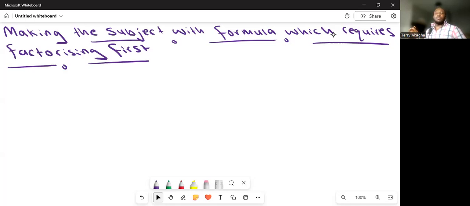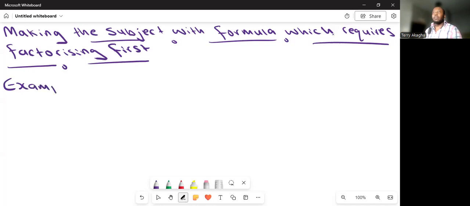Now, the most important thing here is that when you're changing the subject, you start by collecting the term you will need to factorize before proceeding further. For instance, you might be asked to make x the subject of the formula, but you notice that x is on both sides of the equation. So you have to first make sure you collect both of them on one side, you factorize it, then you proceed as normal, okay? So I'm going to solve some questions here so that it will be easy for you to understand.